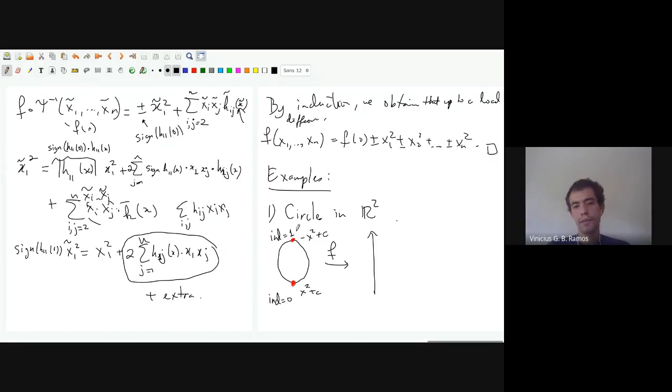Okay? If you want, we can write the function explicitly. Say that my circle is exactly the set of points x squared plus y squared equals 1, and my function goes from the circle to R, and it just takes x and y to y.